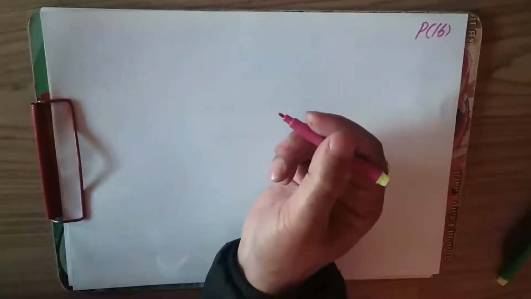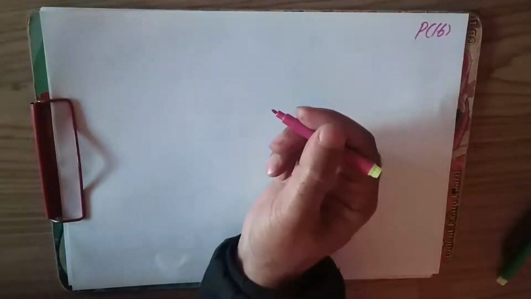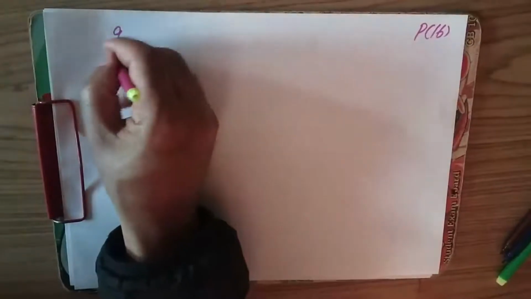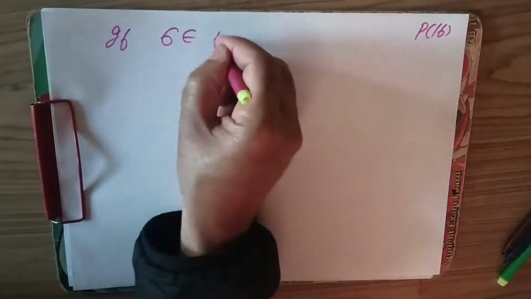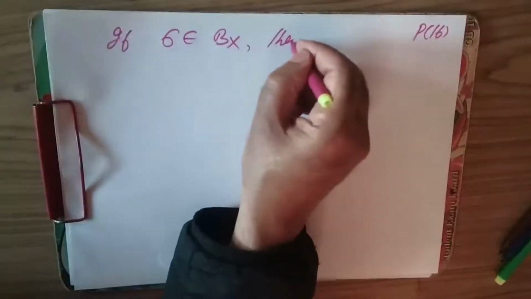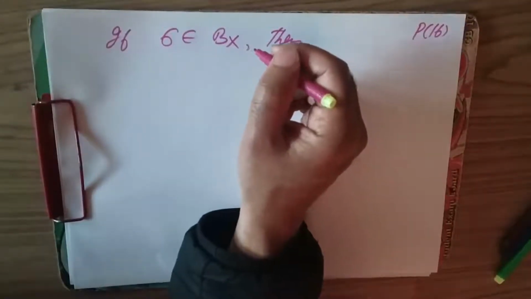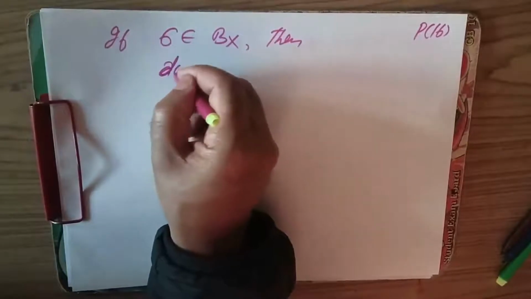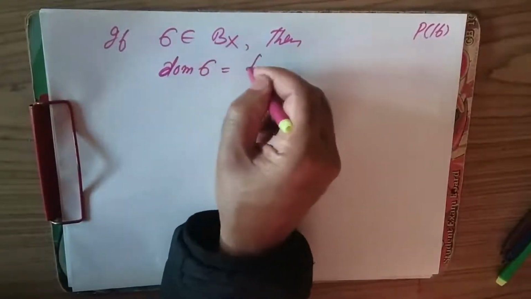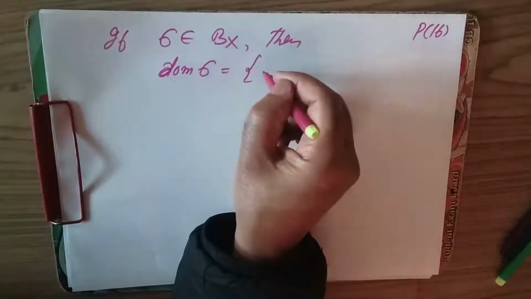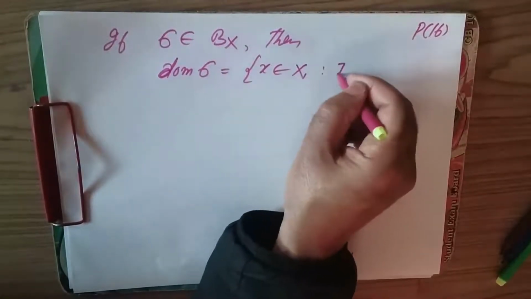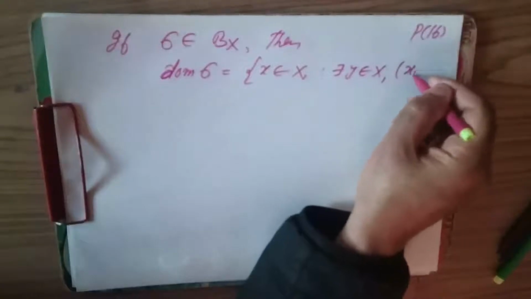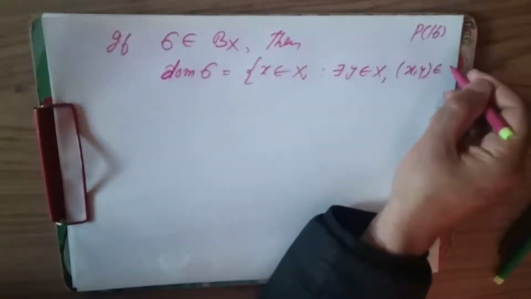So let's now define the domain and image of a binary relation, and then we define the converse of a relation. If sigma is any relation in B(X), then what do we mean by the domain of sigma? Domain of sigma means those elements x in X such that there exists y in X with (x, y) in sigma.